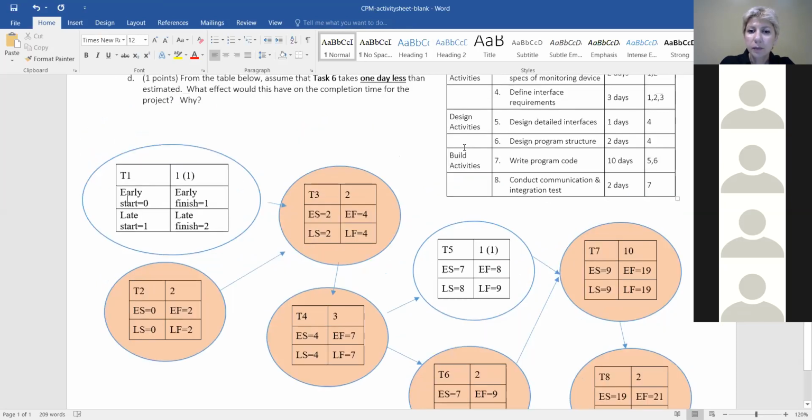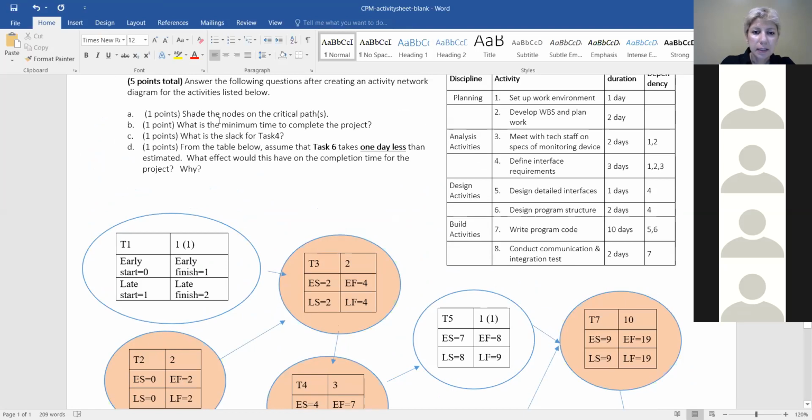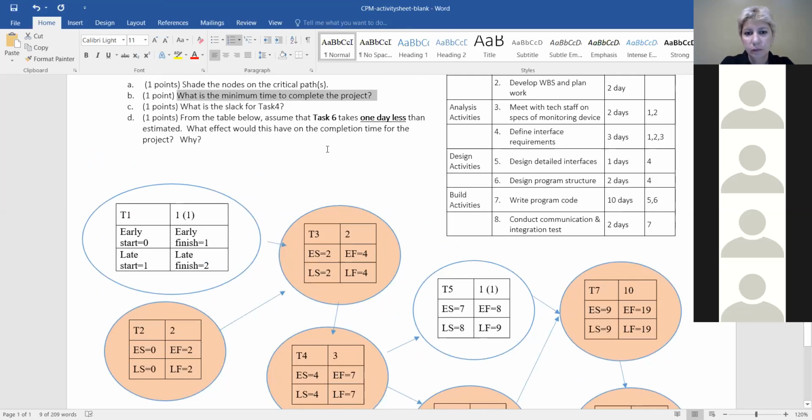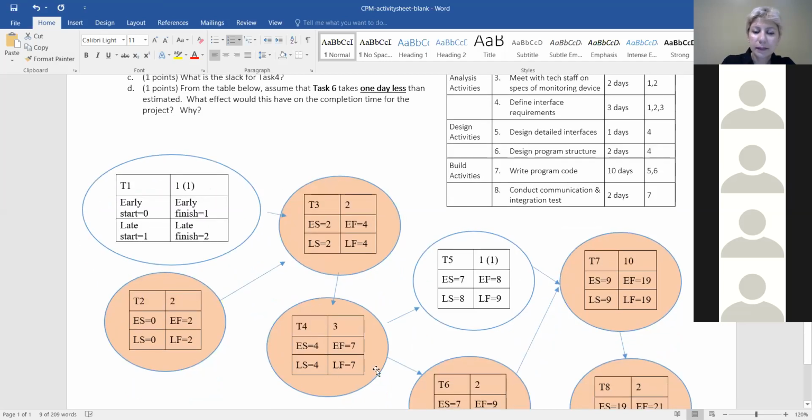Ryan, I'm gonna ask you to unmute, answer the next question. So shade the nodes, we've done that. We've done this. What is the slack for task 4, Ryan? I'm not sure about this one. You can be sure by looking at the picture. I forgot how to calculate it. It's the difference between early start and late start. So it would just be 0 then? Exactly.